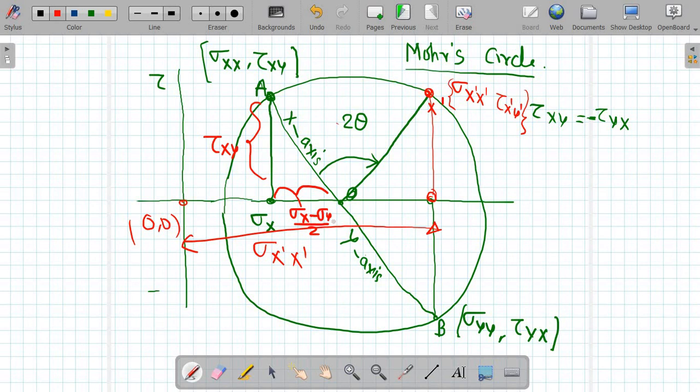So, in the next class we will discuss more on Mohr circle.